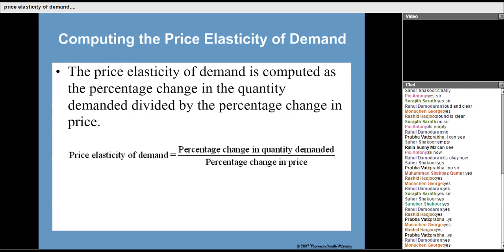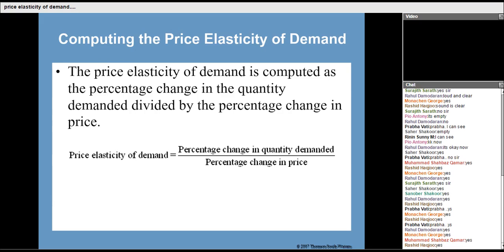Okay, let's go to the next thing. Then you will have a clear-cut idea of the behavior of price elasticity of demand.